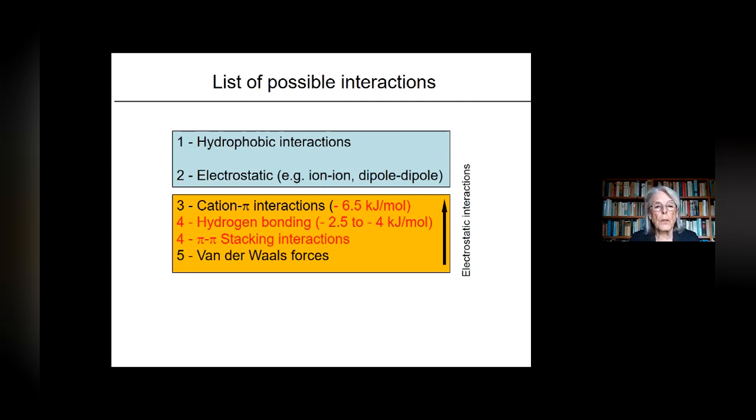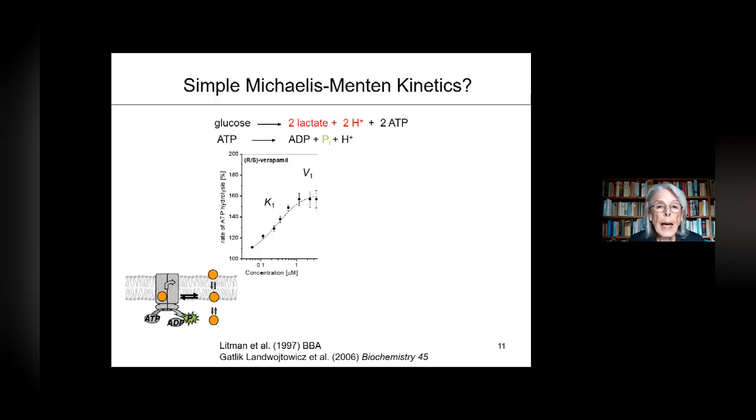The 2 red ones are the most important ones, because the pi-cation interaction, a very highly charged molecule, will not penetrate the membrane. So this is more for theoretical interest than for practical interest. And then the next point is the kinetics.